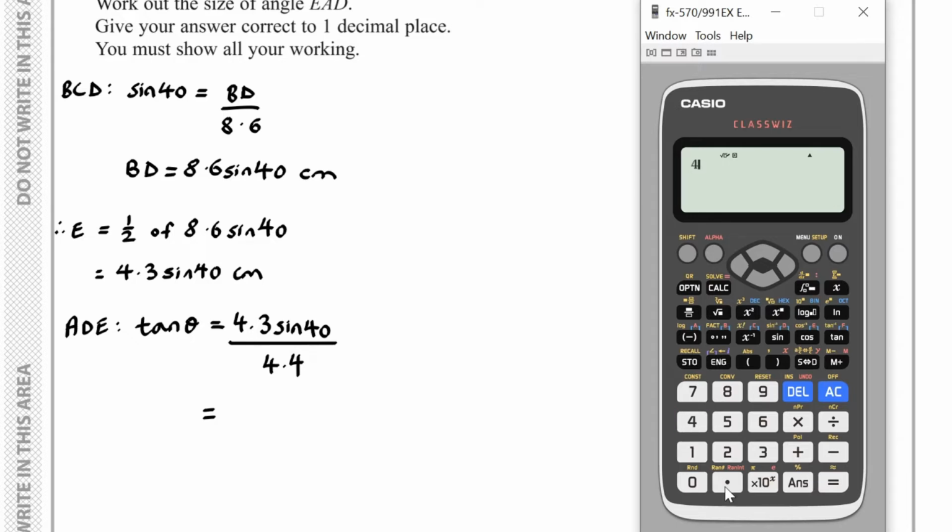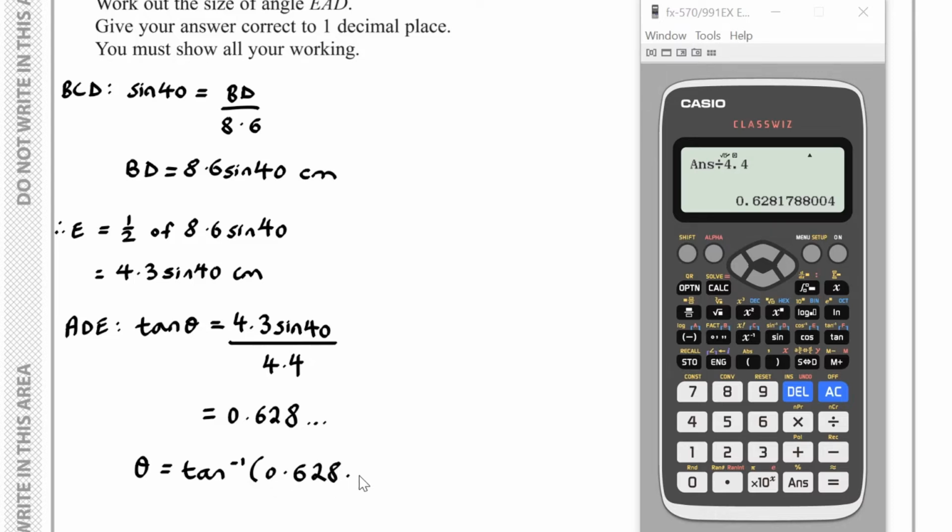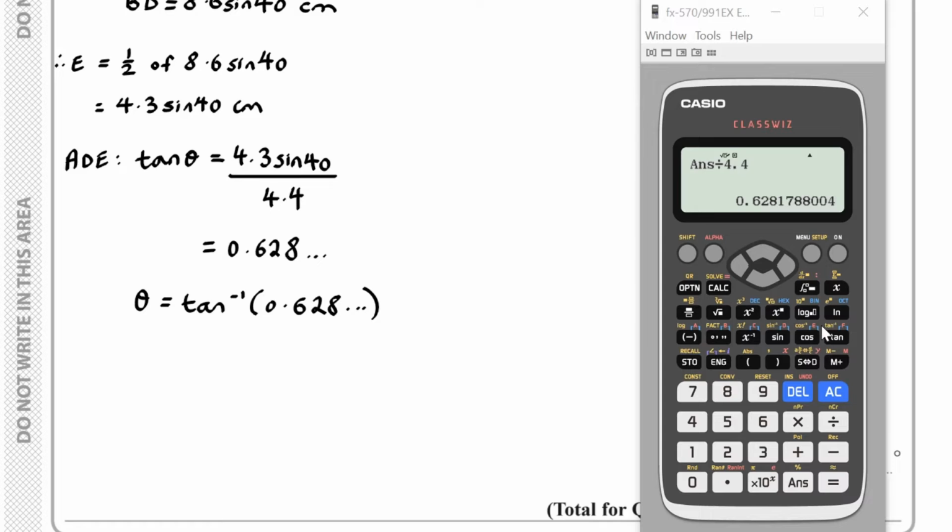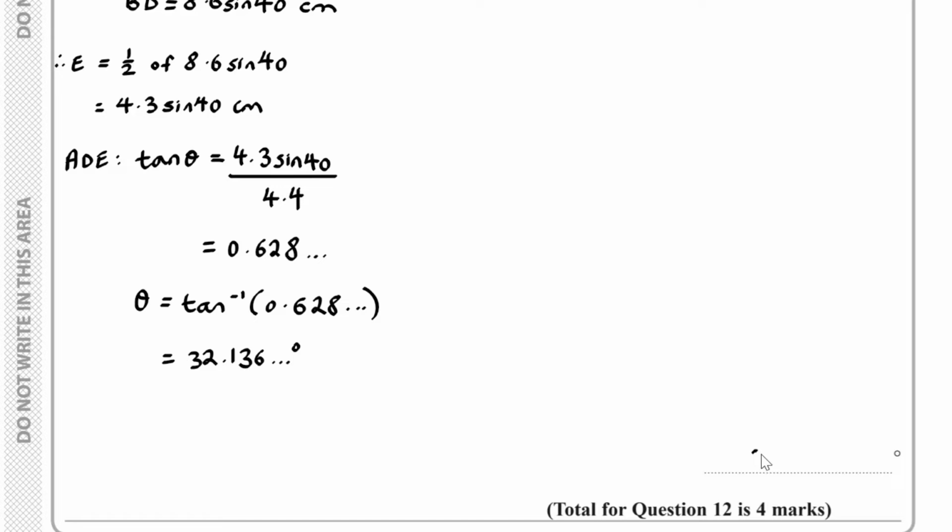Let me just work that out again. So 4.3 sine 40 divided by 4.4, that's equal to 0.628, etc. So therefore theta is going to equal the inverse tan of 0.628. So if we work this out, the inverse tan of this is equal to 32.136, etc. degrees. So therefore to 1 decimal place, we have 32.1 degrees.